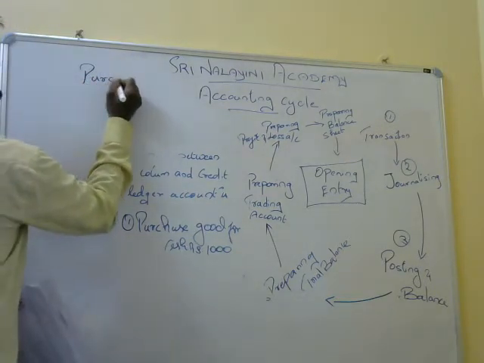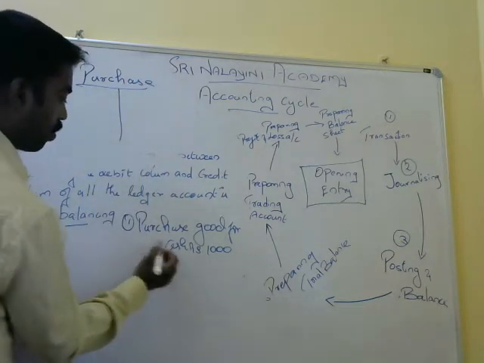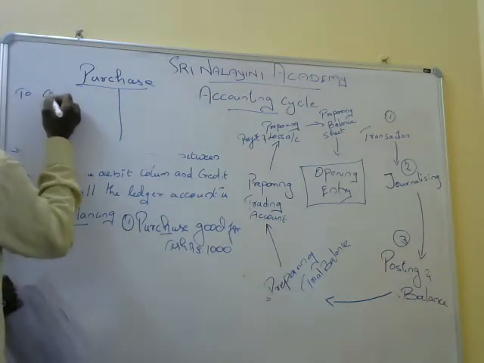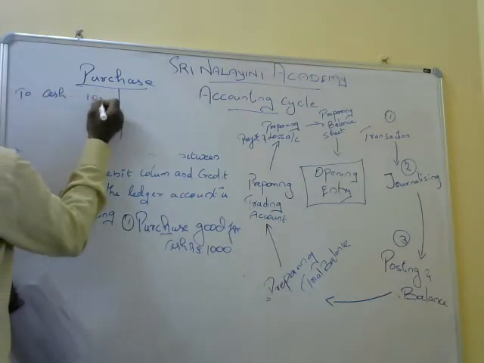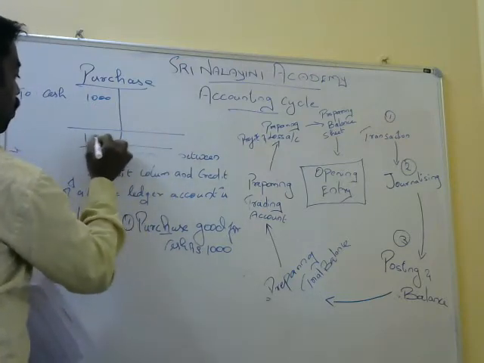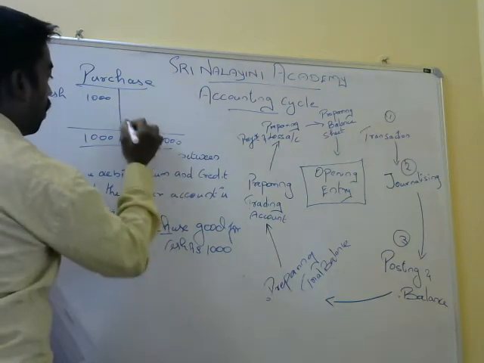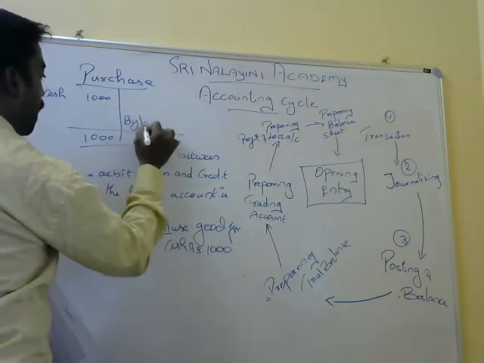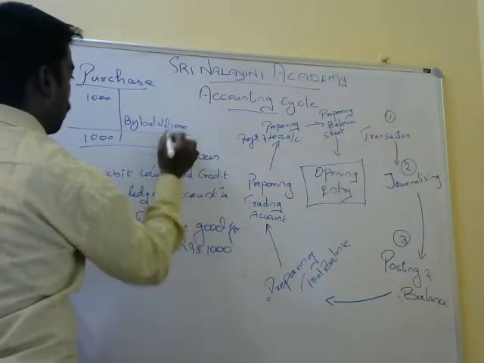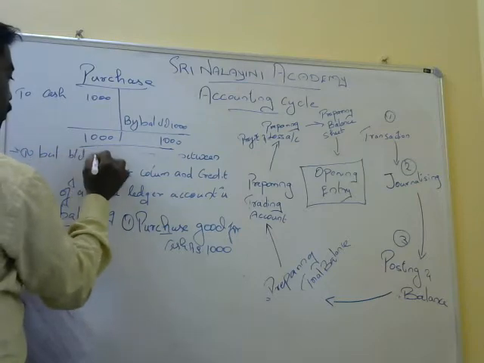This is a purchase ledger. So purchase account to cash account. Purchase is on the debit side, so to cash account 1000. We want to close the books. So 1000 we have recorded, and we are closing this. So 1000 by balance c/d. This is 1000. So carry to balance b/d.